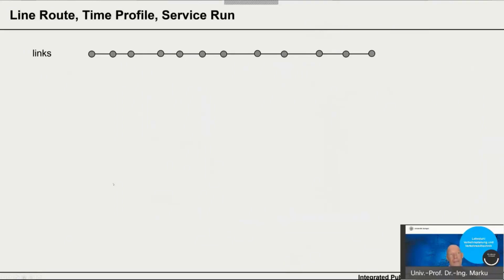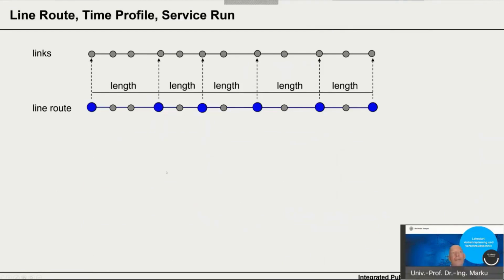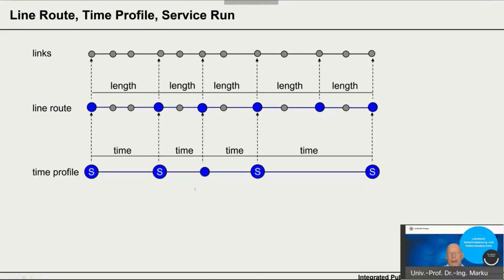How do we store that data? We have our link network. We define some of those points, usually it's the stop points, as points of interest we need. And for those, we input length. The line route is just looking at spatial attributes. Then we have a time profile where we look at the runtime between stops. They may also include the dwell time. And then we have service runs.